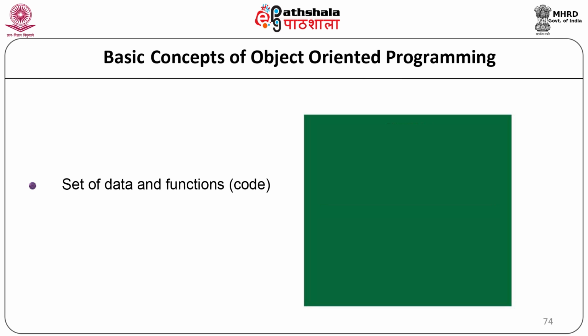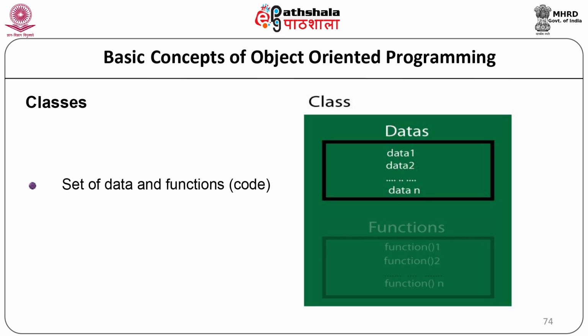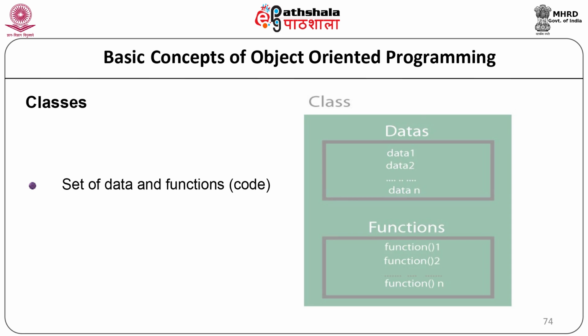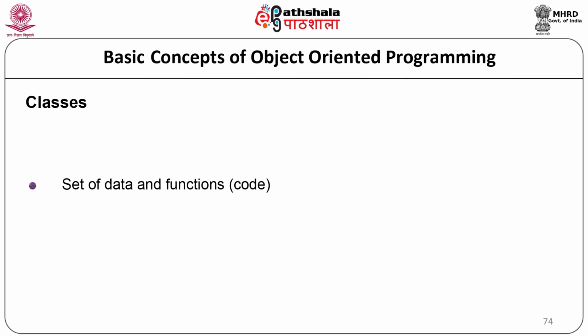The entire set of data and code of an object can be made a user-defined data type with the help of a class. Objects are variables of the type class. Once a class has been defined, it is possible to create any number of objects belonging to that particular class. Each object is associated with the data of type class with which they are created.